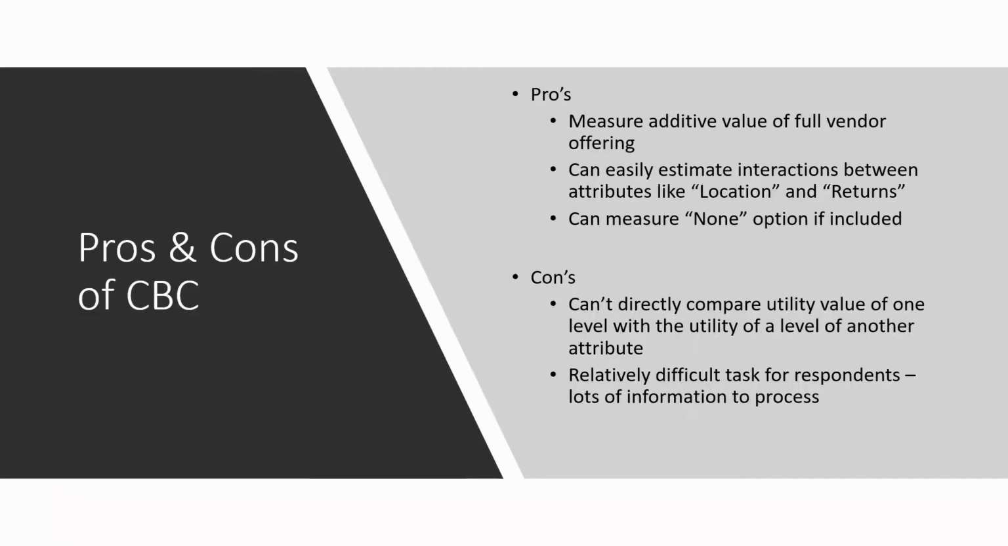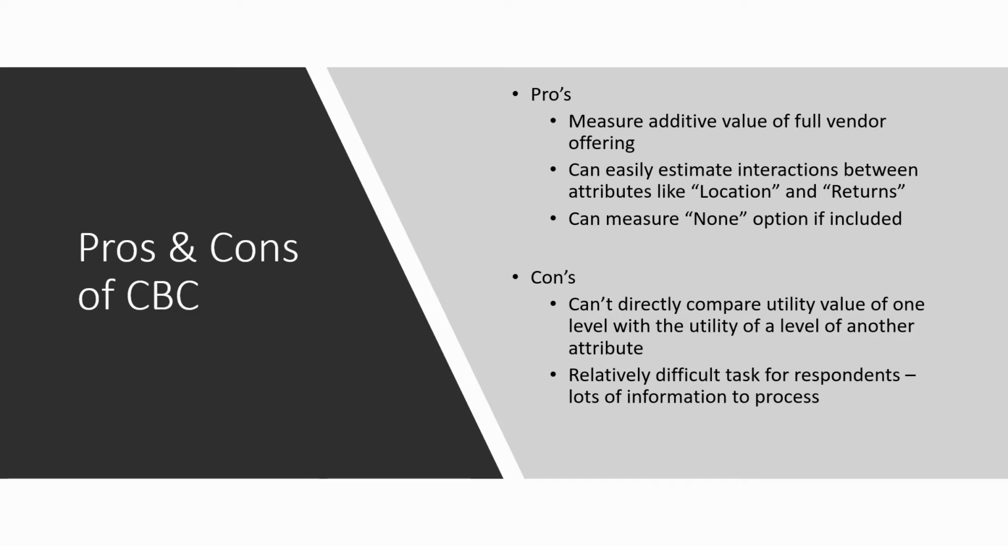And so a CBC doesn't quite get to what we need, because what we really need to know is which one's better, having a par on a seal of approval or having par on a prime. And maybe we don't even show the seal of approval or par on a prime if it doesn't make a difference to customers. So the second way that we could look at that is we could do this as a MaxDiff. So let's look at the pros and cons of CBC.